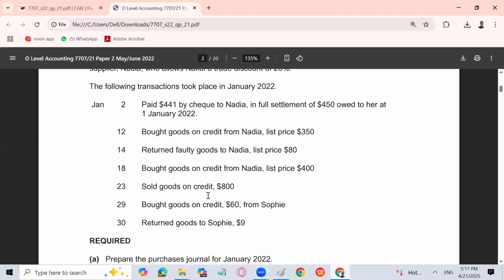Next is sold goods on credit 800. This will go to the sales journal actually. The name is not mentioned. How will we write then? We would write trade receivable, but there is no need right now because the examiner has not asked for it.